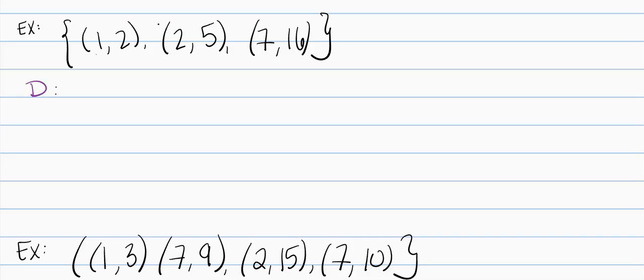So my domain, again, are just my x values. In this case, it is 1, 2, and 7. My range, which are my y values, are given as 2, 5, and 16. In order to identify whether or not my relation is a function, I'm strictly looking at my domain, checking whether or not any value repeats. I see no value repeats, therefore it is a function.